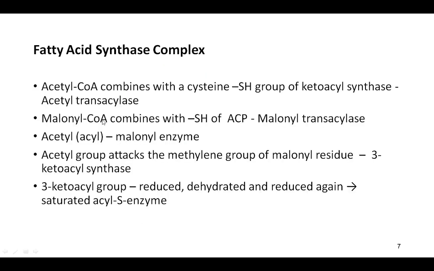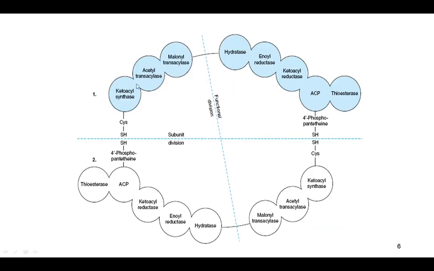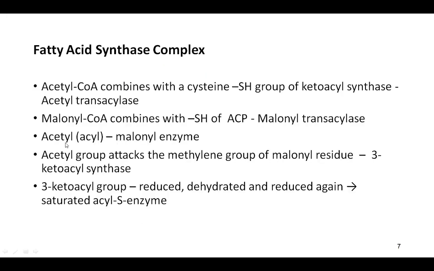Then malonyl coenzyme A has formed, right? Malonyl coenzyme A has formed in the first step. It combines with the SH group of ACP, via malonyl transacylase. This is malonyl transacylase and this is ACP, right? So malonyl coenzyme A combines with malonyl transacylase. That you can remember because malonyl coenzyme A is combining. With that you have to remember ACP. And acetyl coenzyme A combines with acetyl transacylase and ketoacyl synthase. Then ultimately it forms acetyl malonyl enzyme.